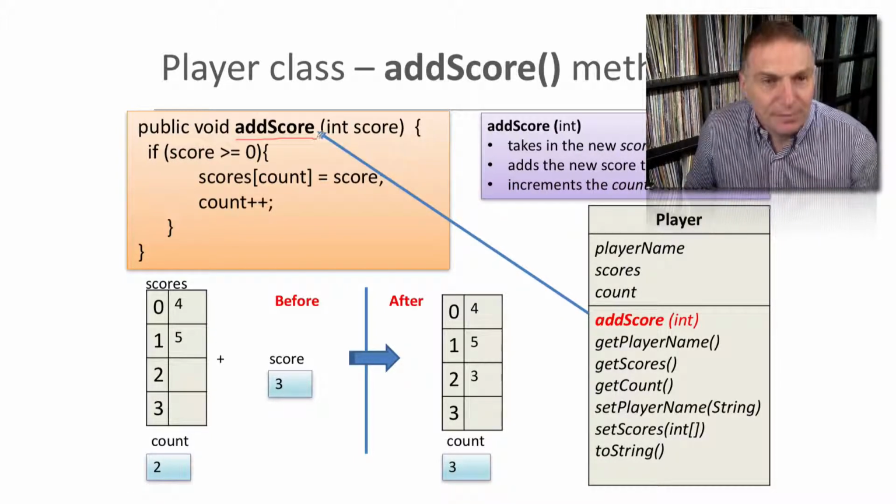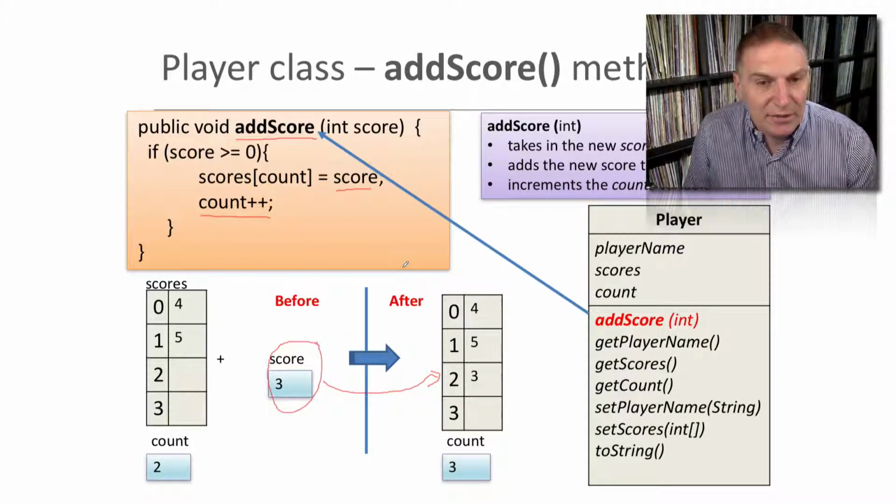this one, it says if score is greater than or equal to 0, then scores[count] is assigned a value score. In other words, put this value into this position in the array. And when you've done it, you need to increment count, so that count is now pointing to the correct position.